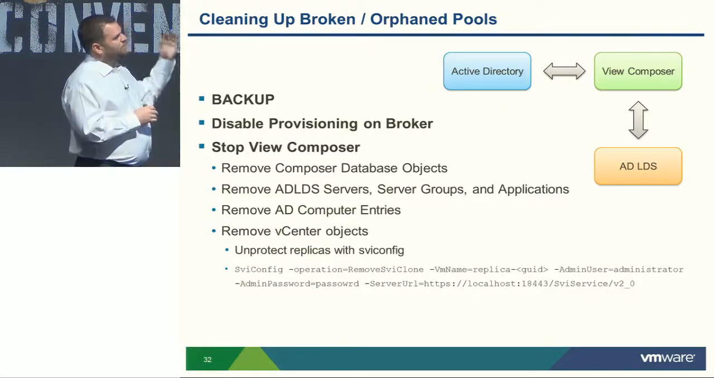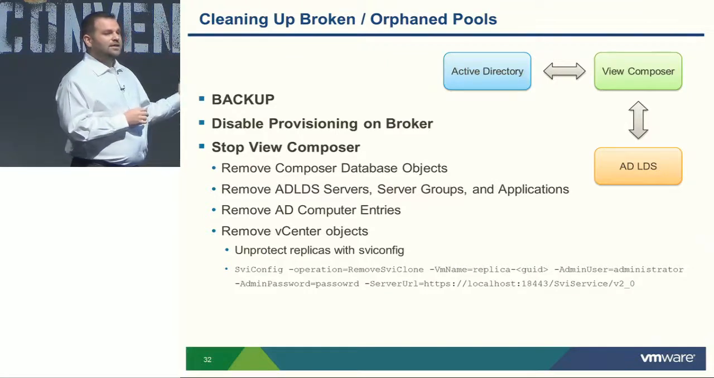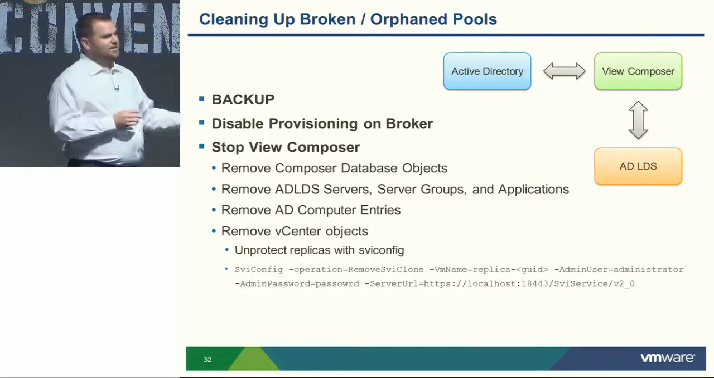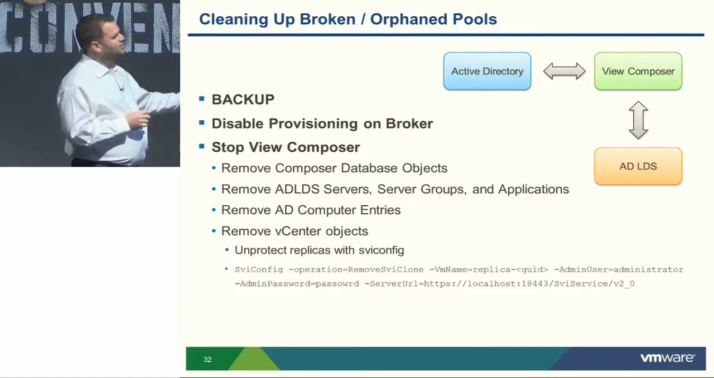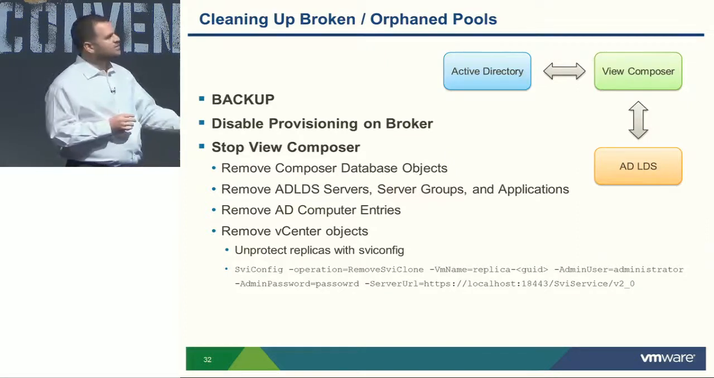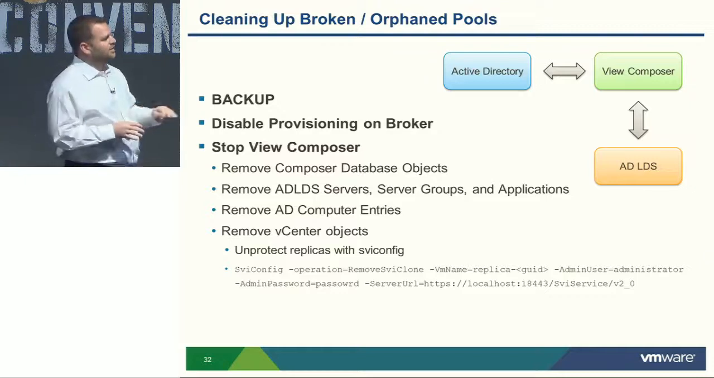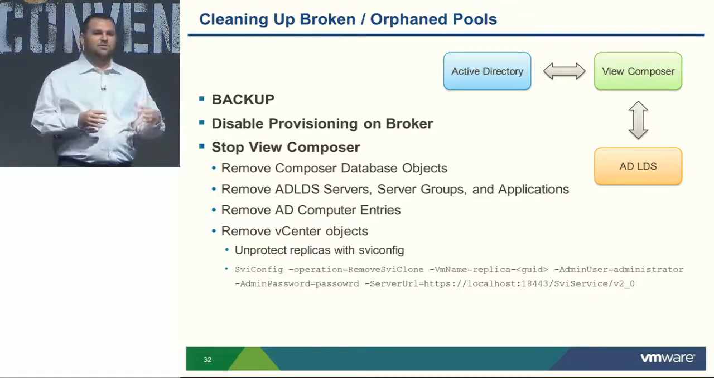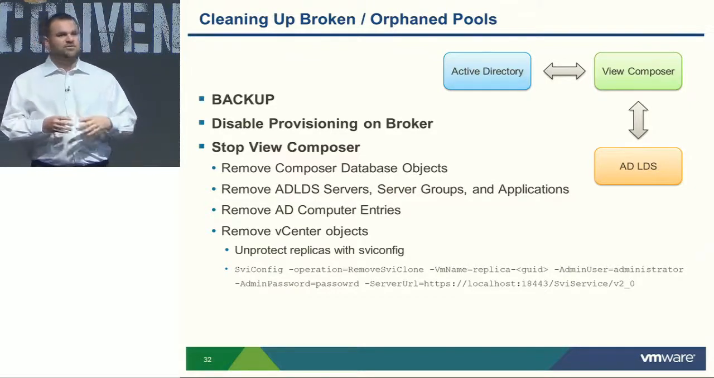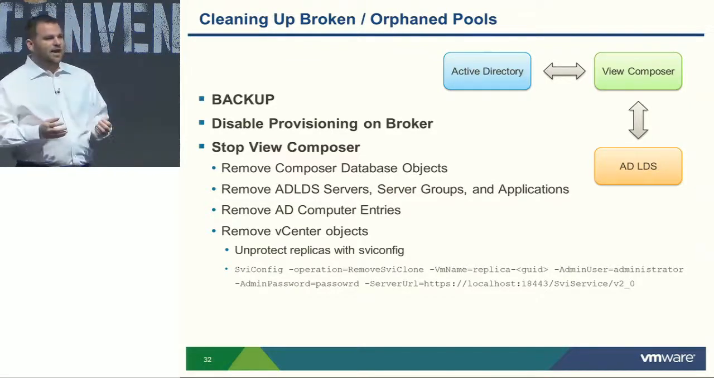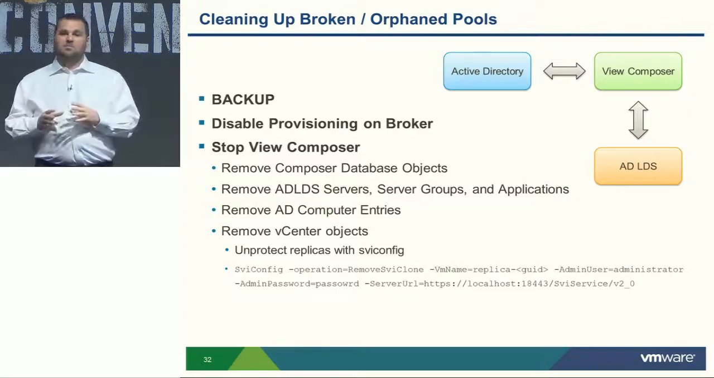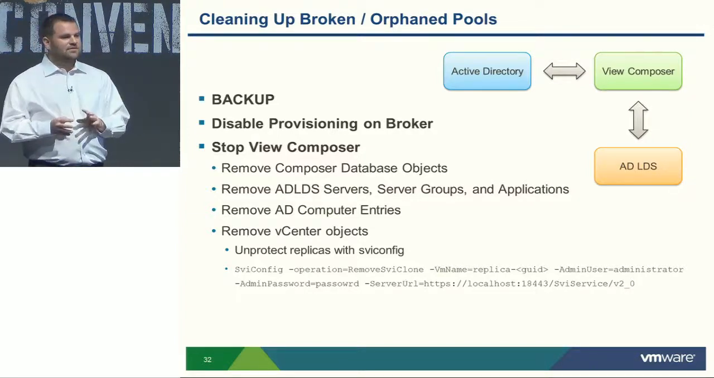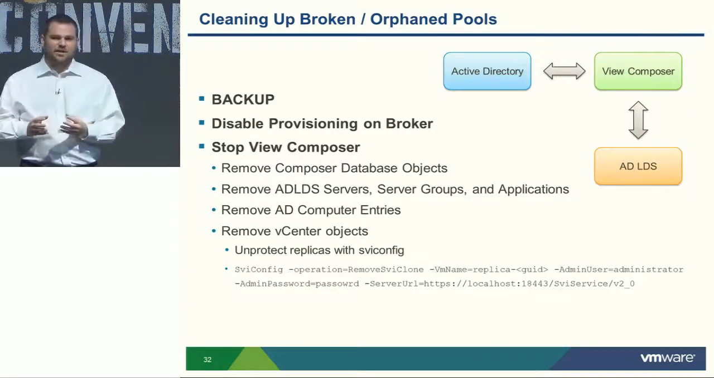So the process, just very quickly, and again, the KB site is great for this, but we want to give you the overview of how this process looks. One of the key things that some people have struggled with is at the very end, unprotecting a replica. If you need to delete an entire pool that's using a snapshot, it's going to have a replica, and that's going to be protected in vCenter from being deleted. So you have to actually unprotect it.